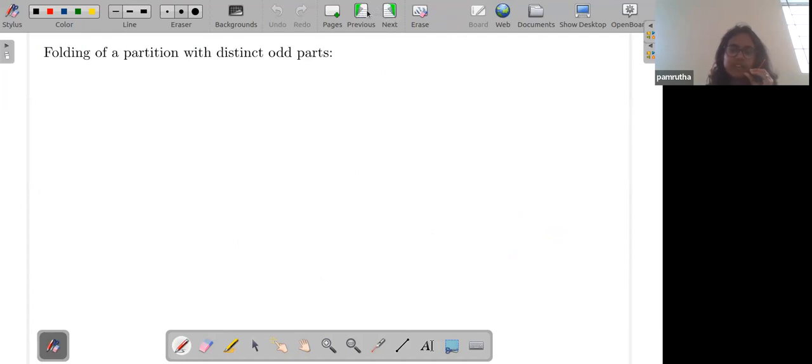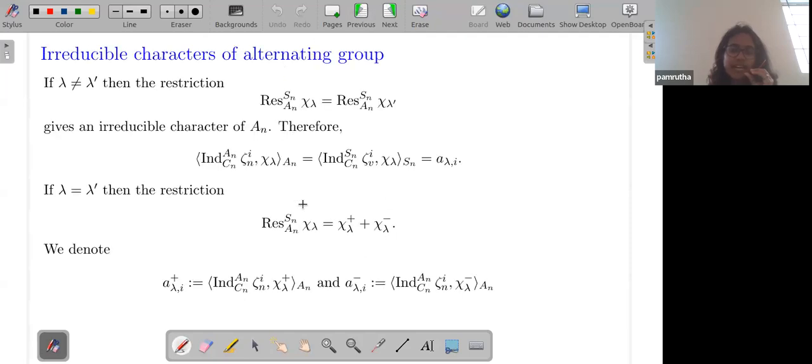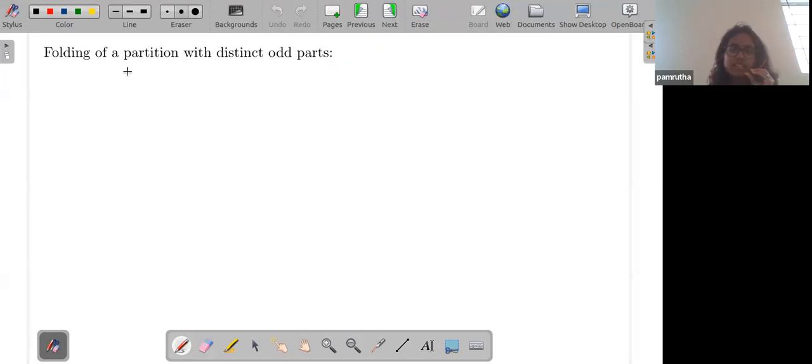Now, I want to explain what I need. I was trying to give you the character value. So we have only a glitch here: lambda is self-conjugate. In this case, I'm introducing a small definition. It's just simple. What I want is to define something called the folding of a partition with distinct odd parts. I'm defining the folding only for a partition with distinct odd parts.